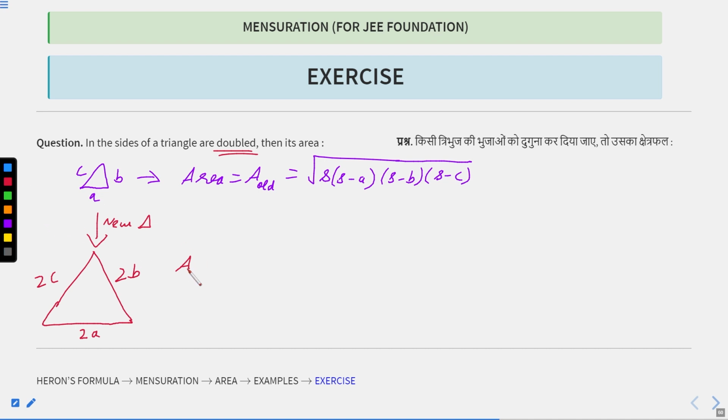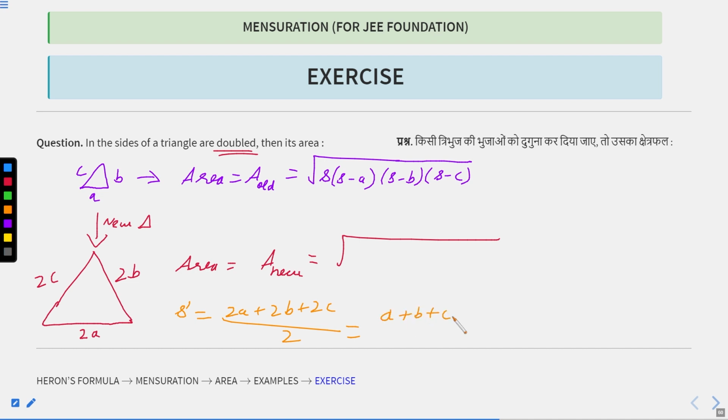Now the area for the new triangle, area new, is equal to the semi-perimeter for this triangle. The semi-perimeter for this triangle is equal to 2A plus 2B plus 2C divided by 2, which is further equal to A plus B plus C.